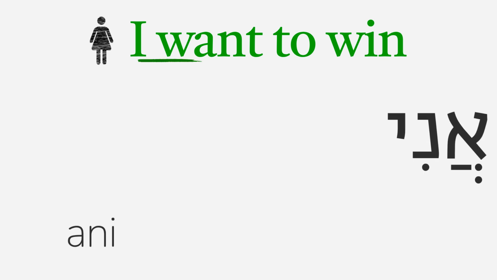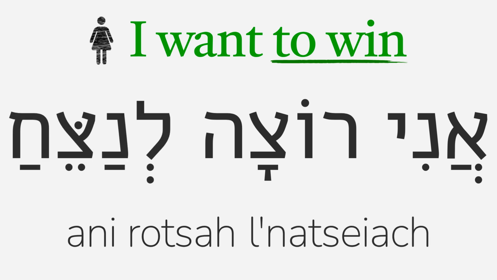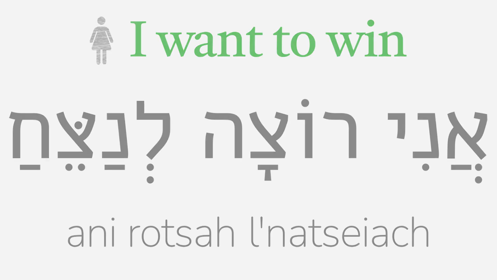Let's say I want to win, where the I is a woman. I is ani, and want is the feminine singular form of the Kal present tense, rotsa. To win is the Piel infinitive, lanatseach. Ani rotsa lanatseach. I want to win. Let's make the Hebrew translation of she fills the cups.